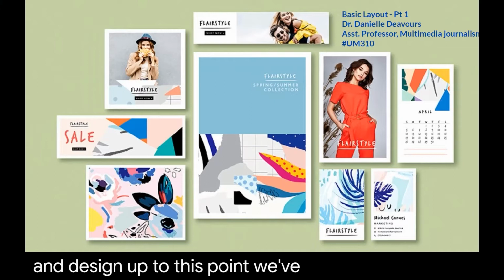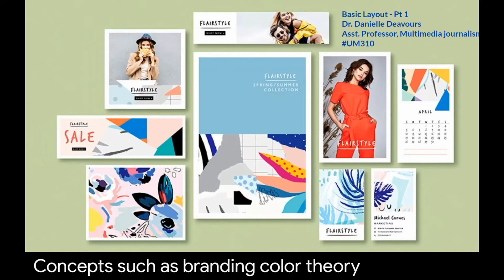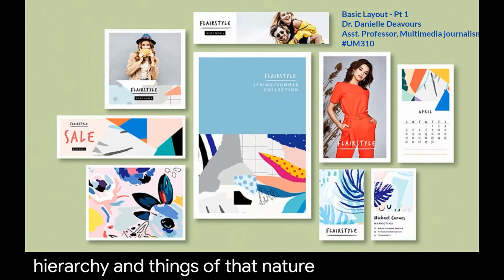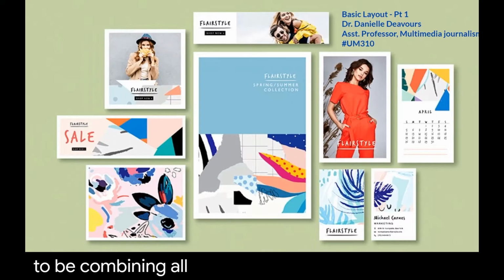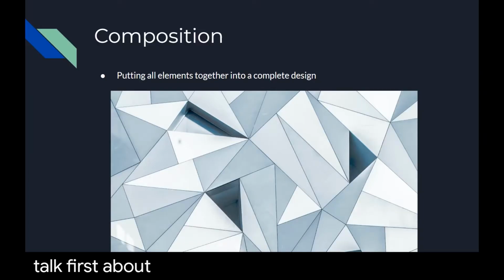Up to this point, we've talked about larger concepts such as branding, color theory, text, hierarchy, and things of that nature. Now we're going to be combining all of the individual elements to talk about how it works on the page together. And so let's talk first about composition.